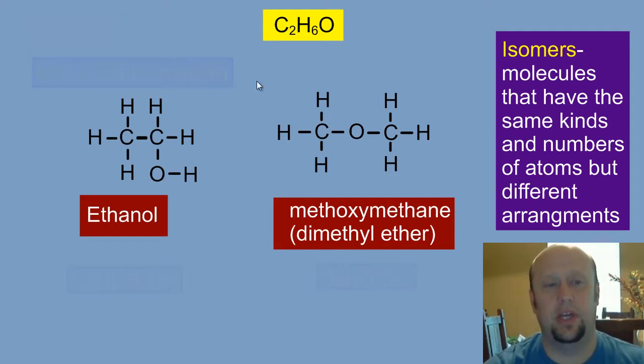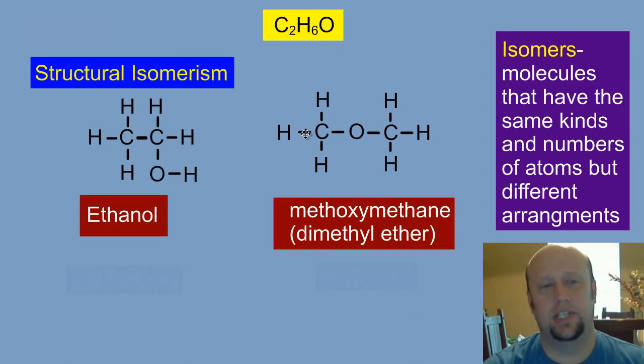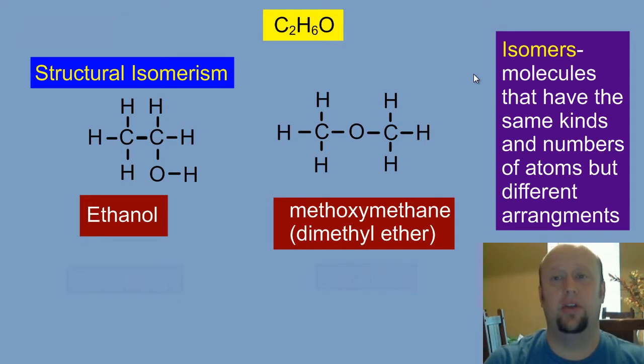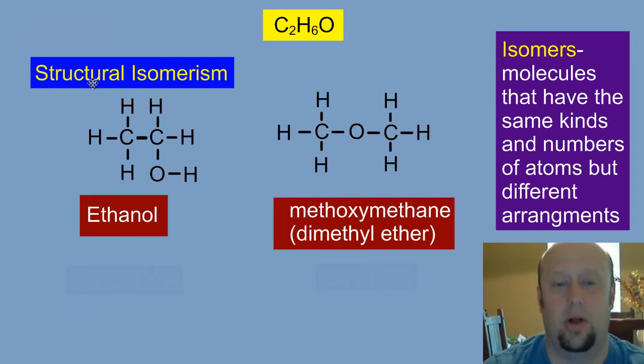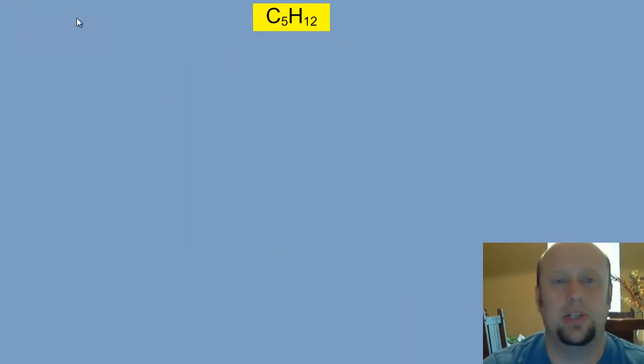These particular things, these are what we call examples of structural isomerism. That means that their structural formulas, the way that the atoms are actually arranged, are different. We're going to see later in the year some other kinds of isomerism. But for right now, we're going to focus on structural isomerism, which means that they've got the same formula, but their structures are different, and that's going to make them vastly different molecules. Okay? All right, so let's see some other examples of this.